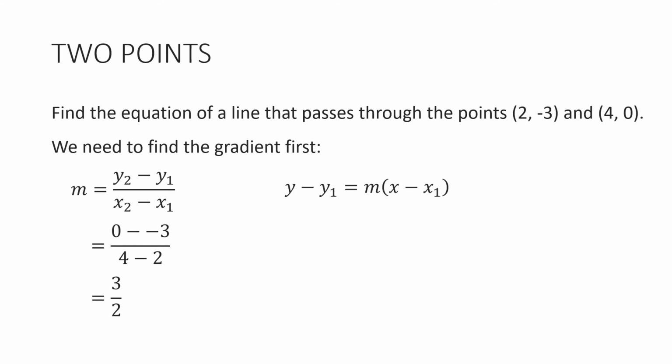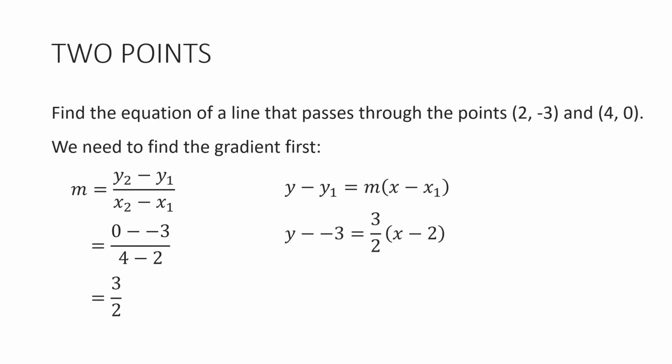Okay, here's our formula. y take away y1 is equal to m outside of x take away x1. Now, it doesn't matter which point we use to put in here because both of them lie on the line. Okay, so I'm just going to choose this one. You can equally choose that one, it's fine. So I'm going to go y take away -3 is equal to 3 over 2, and then x take away 2.